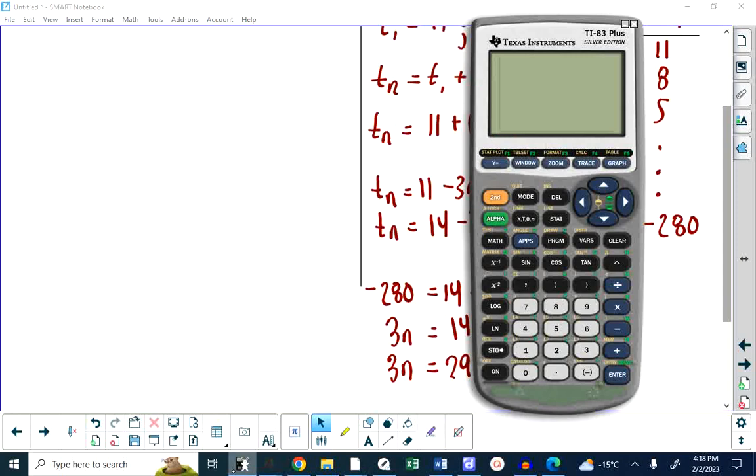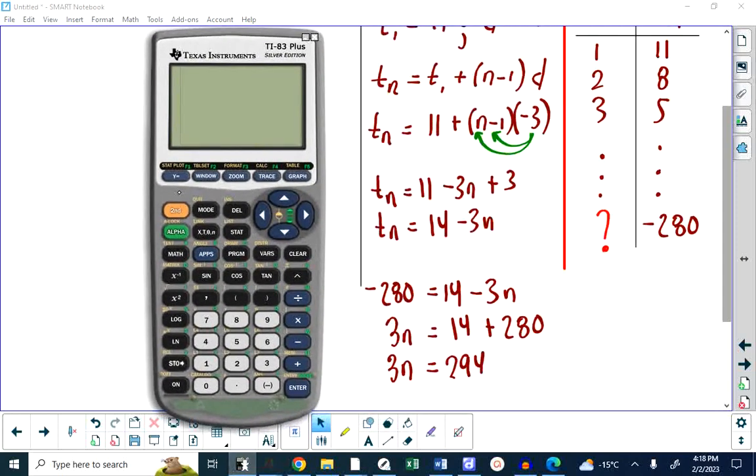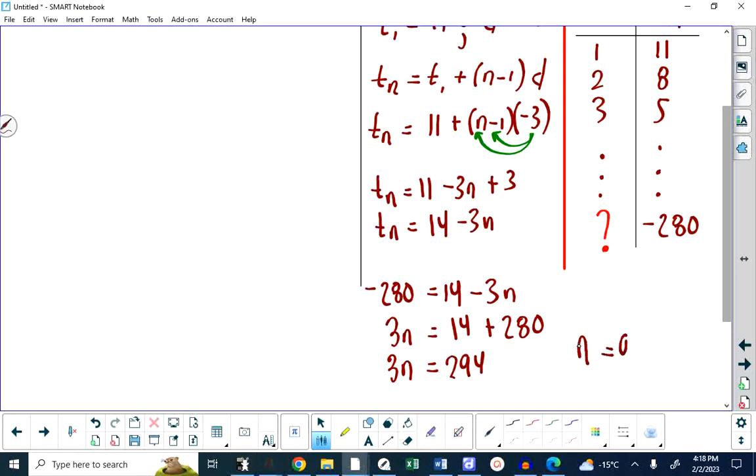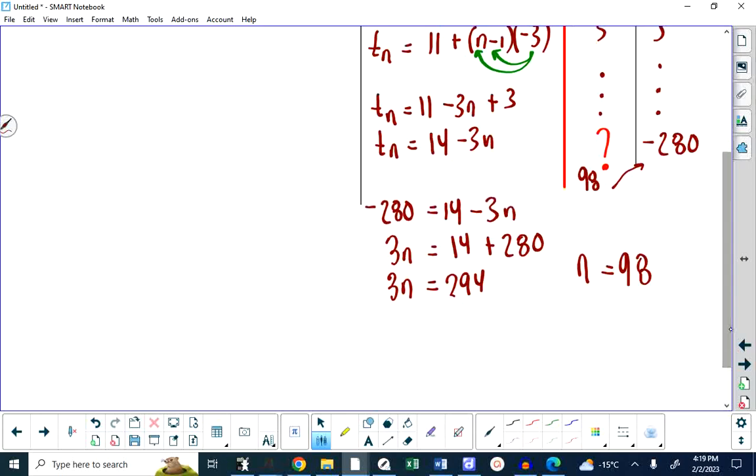Been a long day. I'm pretty sure I know what it is, but I don't want to say what it is and be wrong. 294 divided by 3. 294 divided by 3 gives me 98. So since you're getting n is equal to 98, that means that this number is 98 that gives you negative 280, and that means that there are 98 terms, which means that's the answer to this question.